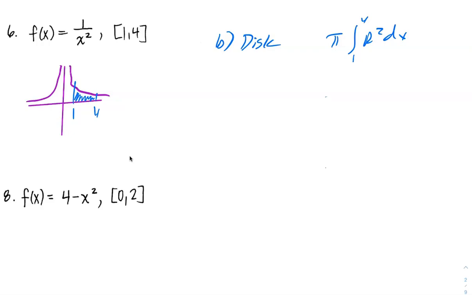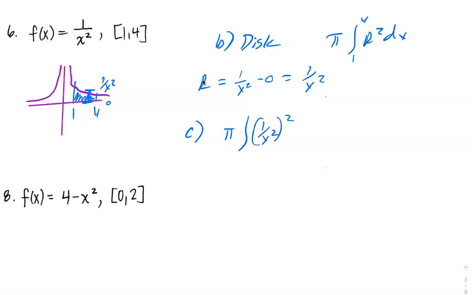So my capital R is again this guy. So 1 over x squared minus 0, so just 1 over x squared. You'll see why when we do a washer method, why I like to draw the R out. It matters more when you do a washer method, but it still helps. So we see pi times the integral of 1 over x squared, squared, from 1 to 4 dx. And you'd get 21 pi over 64, or 1.030.